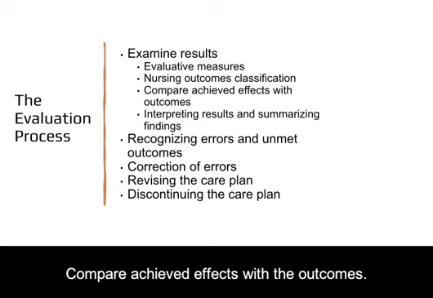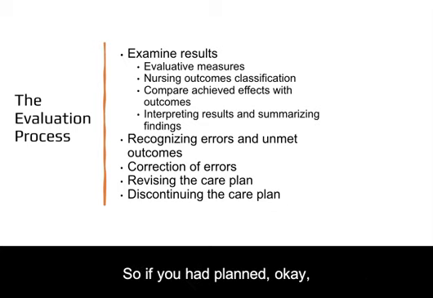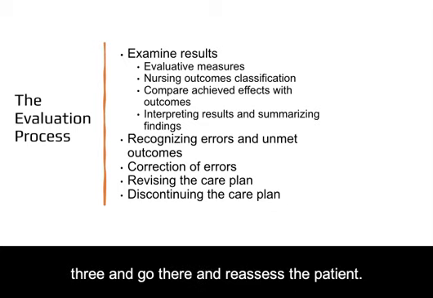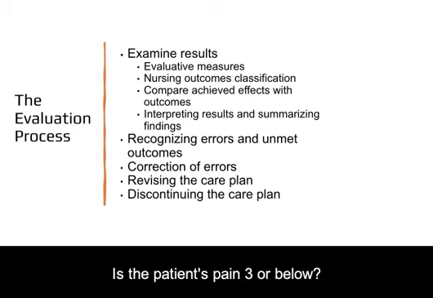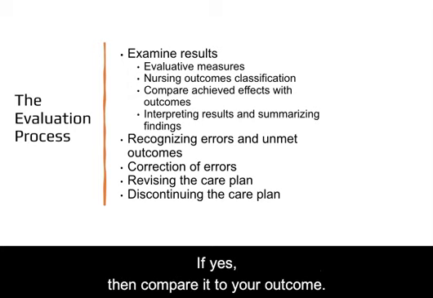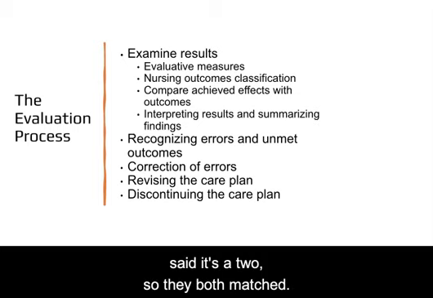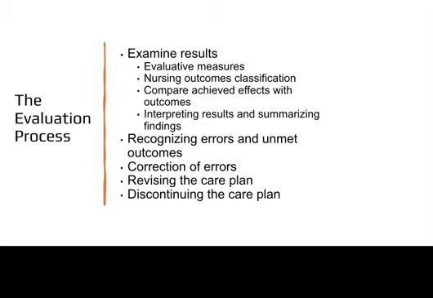Compare achieved effects with the outcomes. So if you had planned, okay, the patient's pain will go from a 7 to a 3 or below 3, you go there and reassess the patient. So is the patient's pain 3 or below? If yes, then compare it to your outcome. Oh, my outcome was that the patient will have pain less than 3, and the patient said it's a 2, so they both matched. All right.